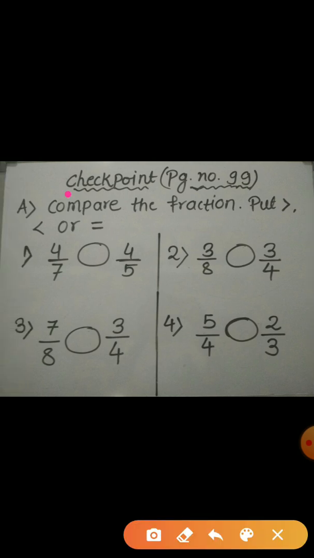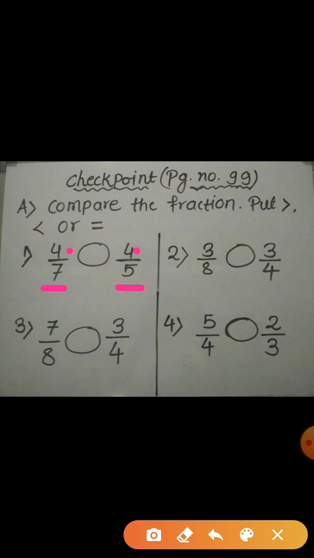Now let us discuss the checkpoint given in your textbook on page number 99. Compare the fractions and put greater than, less than or equal to symbol. See the first one. Let us compare the fractions 4 by 7 and 4 by 5. Which kind of fractions they are? Yes, they are unlike fractions with the same numerator.